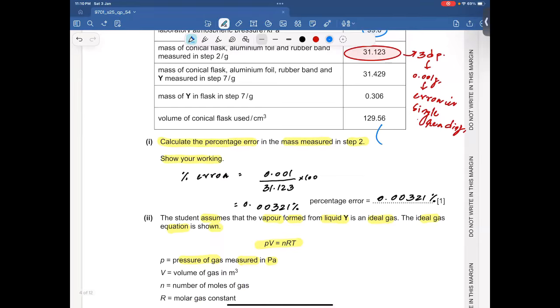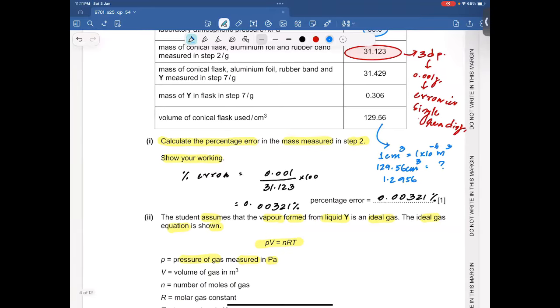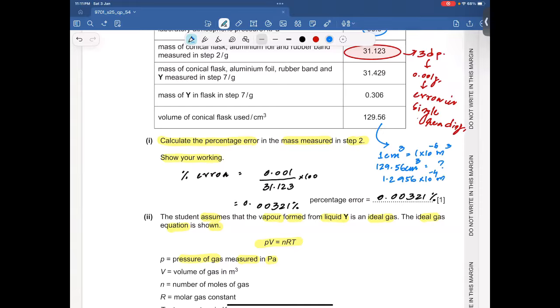Volume of flask in cm cube. I have to convert this volume into meter cube. So 1 centimeter cube equals 1 into 10 to the power minus 6 meter cube. So when we have 129.56 cm cube, how much is that in meter cube? Let me calculate. 129.56 into 10 to the power minus 6 is going to be 1.2956 into 10 to the power minus 4 meter cube.